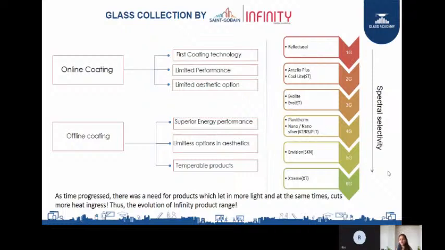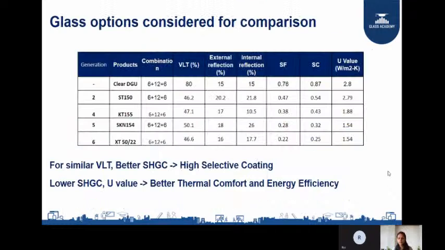Then from second generation, whatever you are seeing, 2G, 3G, 4G, 5G, and 6G, these are the offline coated products. Now there must be something different in all these generations of product. Those are offline coated, but what is the difference? On the right side you can see there is one arrow called spectral selectivity. This is a difference in all these generations of product: spectral selectivity increases when you go to the sixth generation from the second generation.